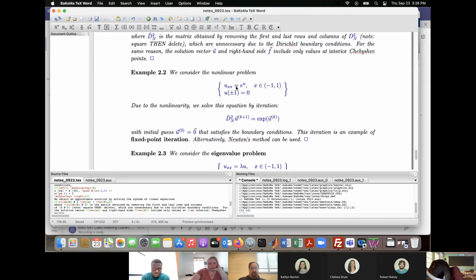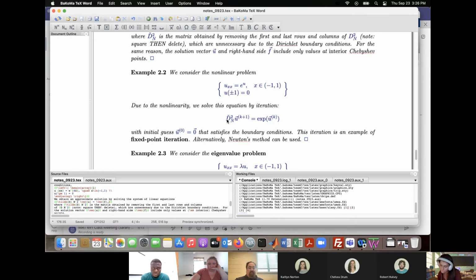Here's a similar example, except it's nonlinear because we have e to the u. So the right-hand side depends on the solution u. So what do you do in that case? You can't just set up an Ax equals b problem and solve it. Instead, you can perform an iteration.